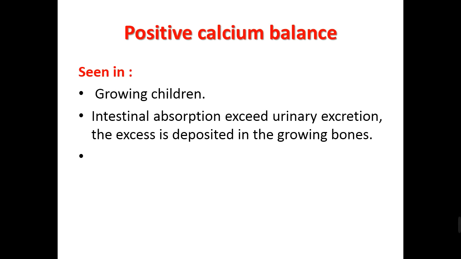How does our body achieve a positive calcium balance? A positive calcium balance is seen in growing children when the intestinal absorption of calcium exceeds the urinary excretion of calcium, when the excess is deposited in the growing bones. So, a positive calcium balance is seen in growing children, and whenever the intestinal absorption is more than the urinary excretion of calcium, either in children or in adults.